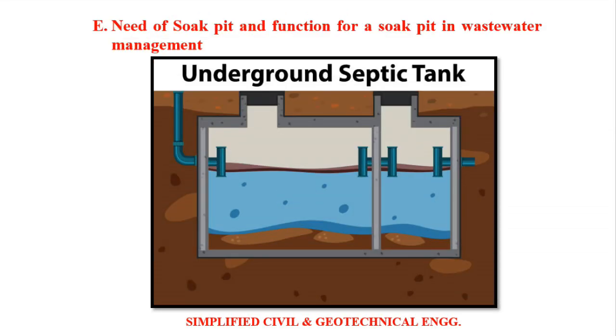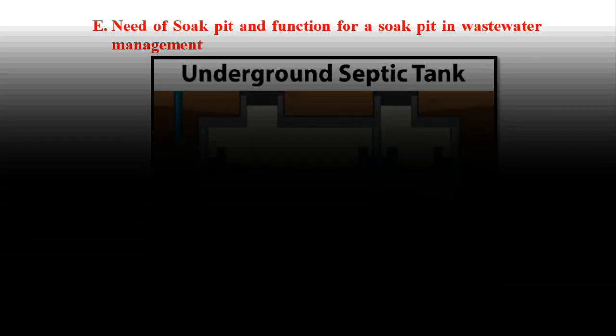Now we are going to discuss our next point, which is need of soak pit and function of a soak pit in wastewater management. The primary treatment unit can be a septic tank, a biogas settler, anaerobic baffled reactor, or it may be twin pits. The water coming out from a primary treatment chamber is not pure. The effluent water coming out of these units is called grey water, which must be subjected to a partial treatment before letting it into the ground soil.